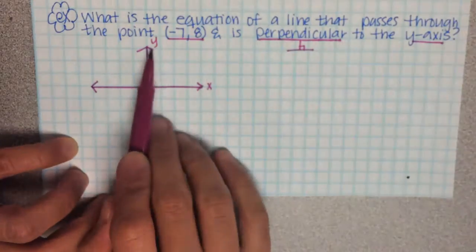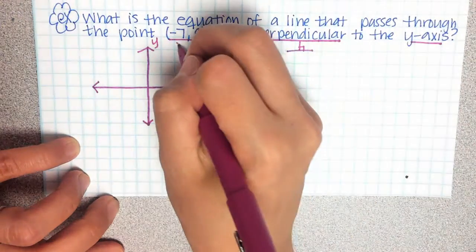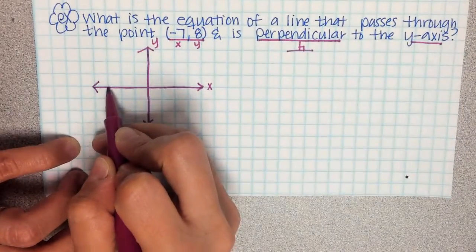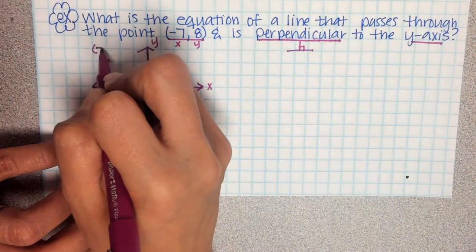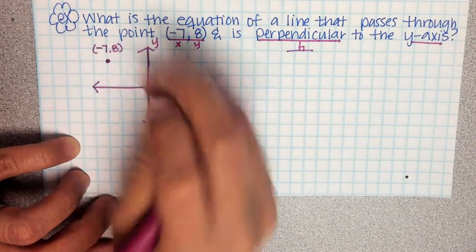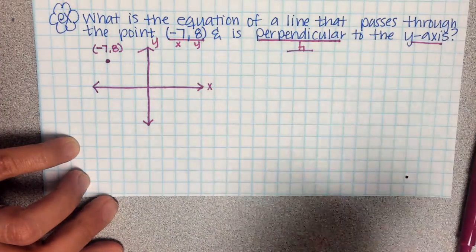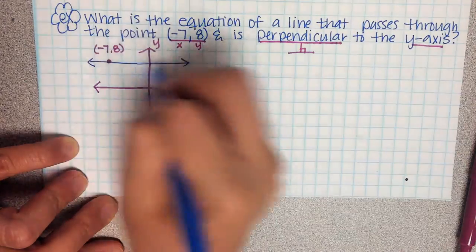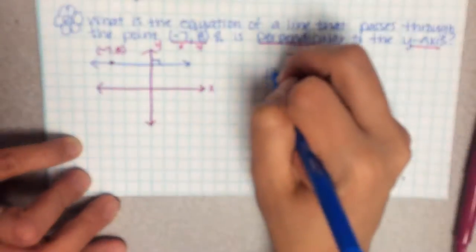So I want a line that is perpendicular to my y-axis and goes through -7, 8. It's my x and y. -7 is going to be somewhere on this side. 8 is going to be somewhere up here. So we'll just name it right there. So it has to go through that point and be perpendicular to my y-axis. So perpendicular to it would look like this. So that means it's a horizontal line.